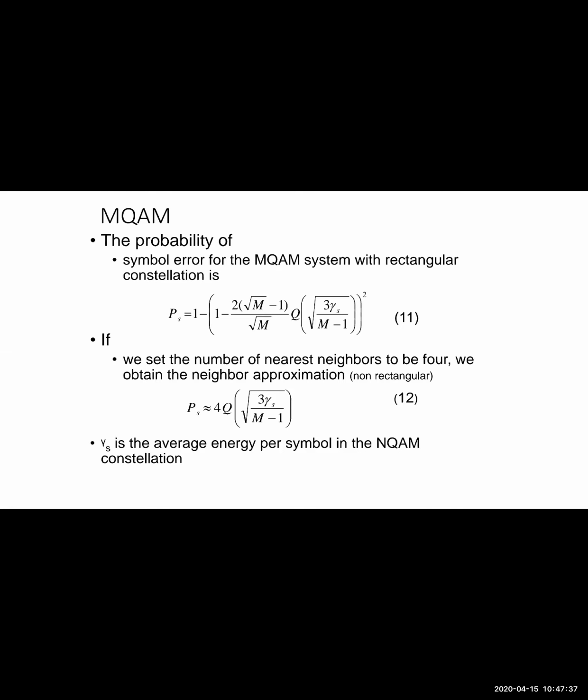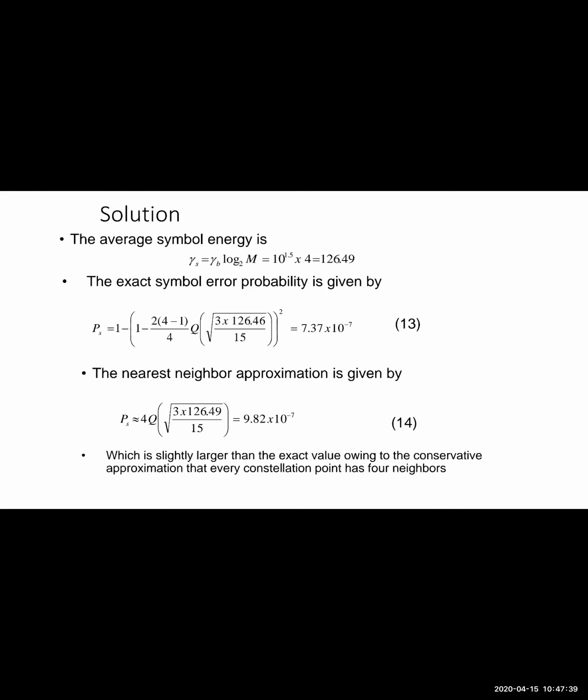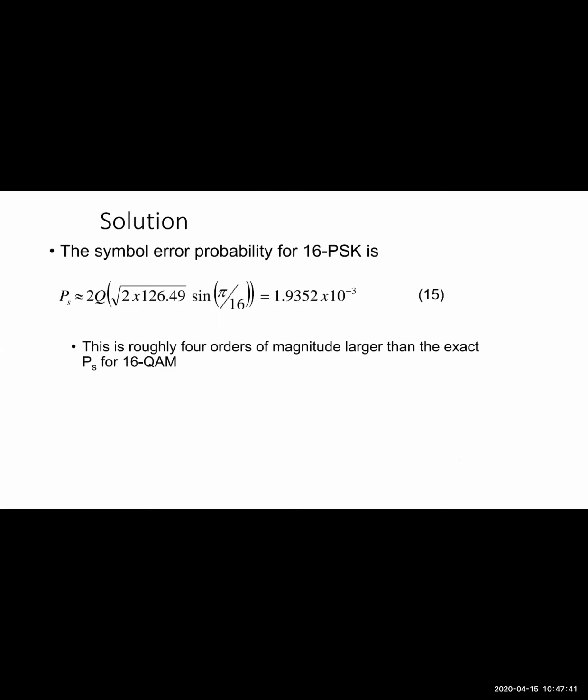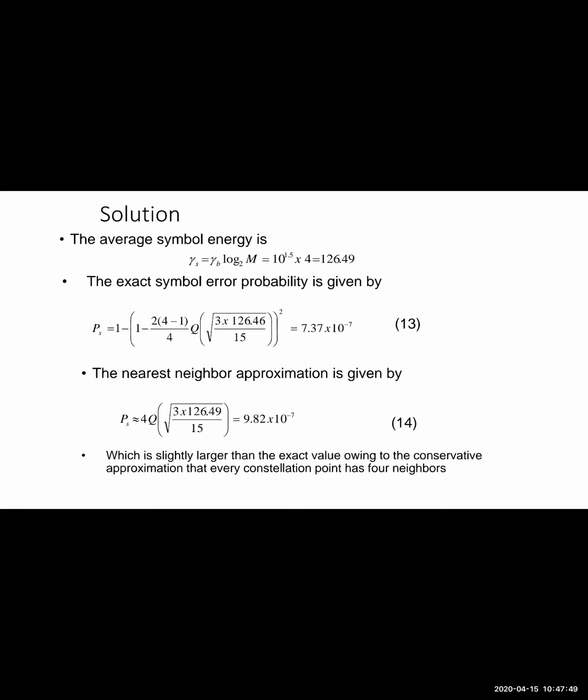No, that's 16 PSK. Yeah. That's 16 PSK. So now, this is what we have for 16 QAM. For 16 QAM, we have what? If you use the approximate, it's 9.8. If you use the exact, it is what? 7.36. What is your comparison between 16 PSK and 16 QAM?